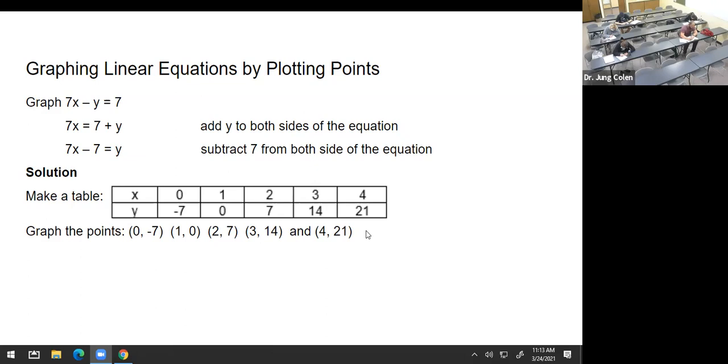Make sure you draw the x-axis and y-axis. Mark the origin, 0, 0. Then plot the points. Without the x-axis and y-axis, you cannot draw it. Okay, so make sure you do that.